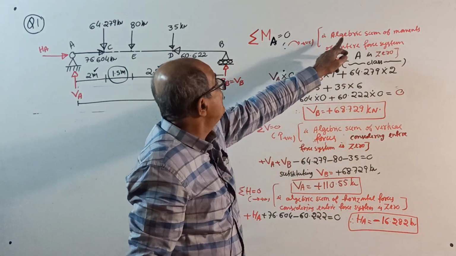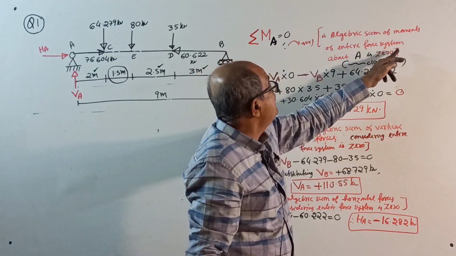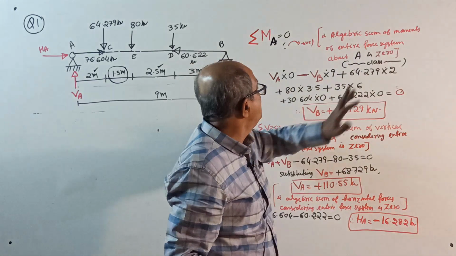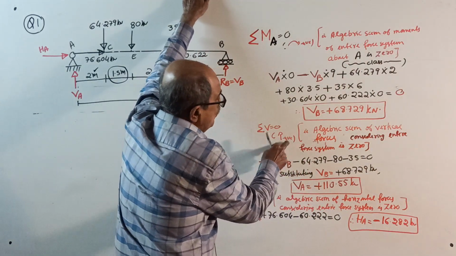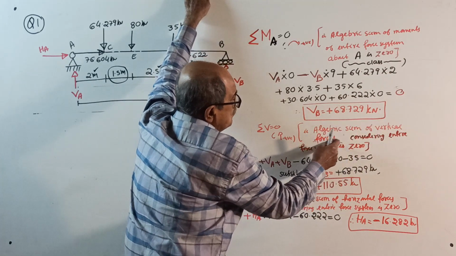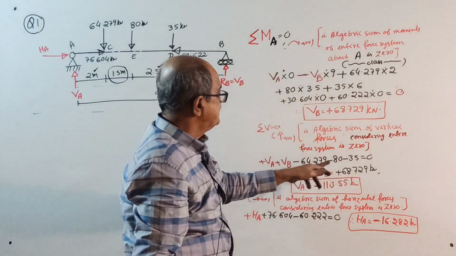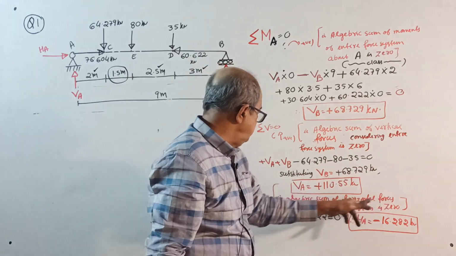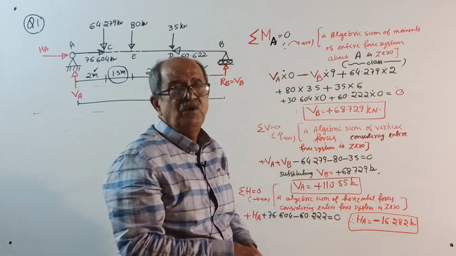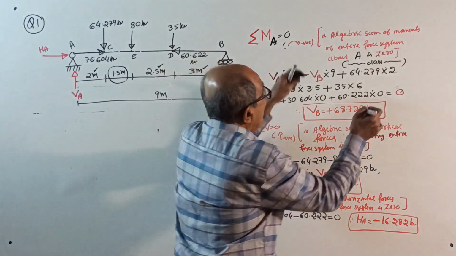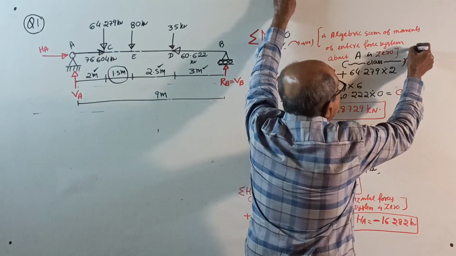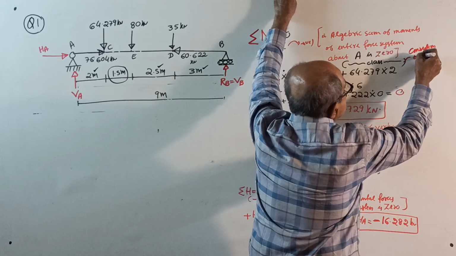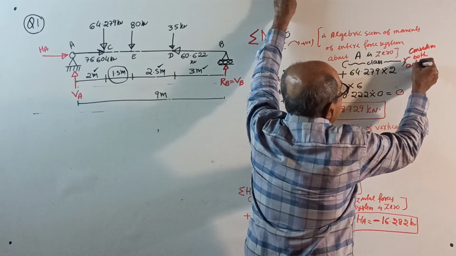Sigma M0 means the algebraic sum of moments of the entire force system about any point 0. When I put sigma V0, the algebraic sum of vertical forces considering the entire force system is 0. When I put sigma H0, the algebraic sum of horizontal forces considering the entire force system is 0. And remember, class, you have to add, considering both action and reaction.